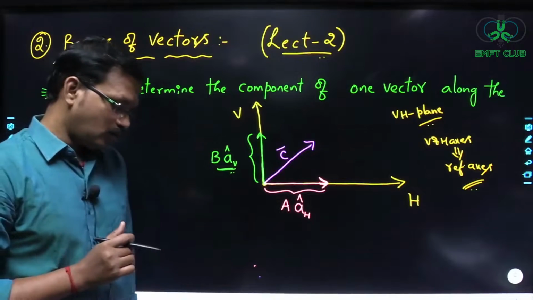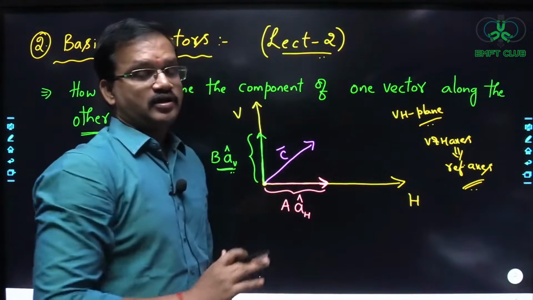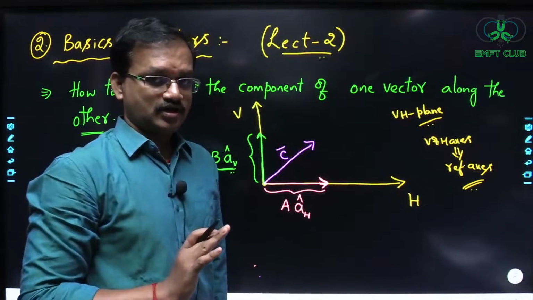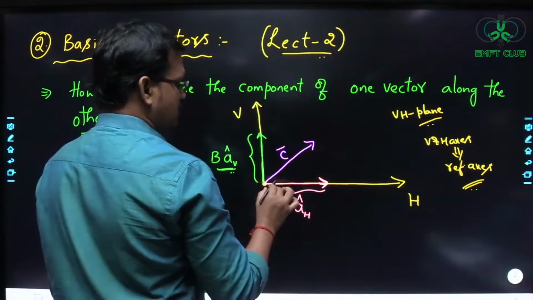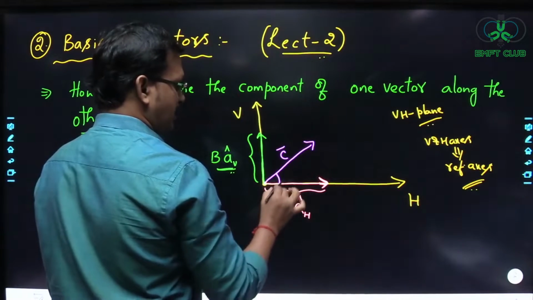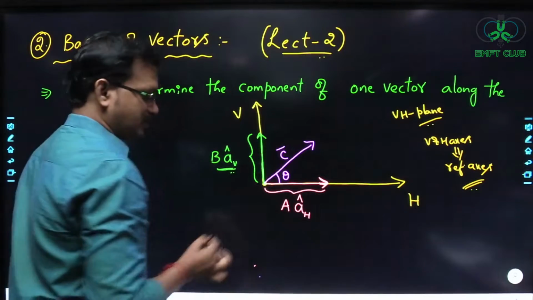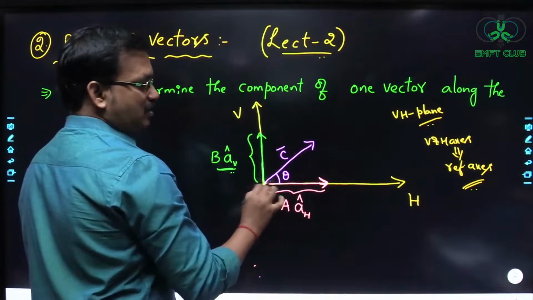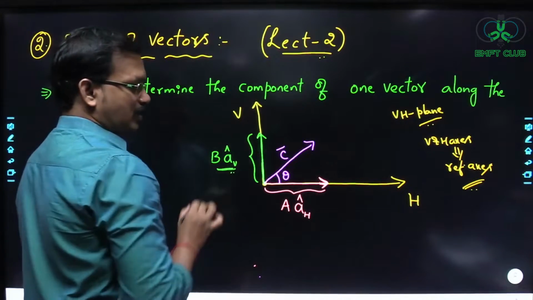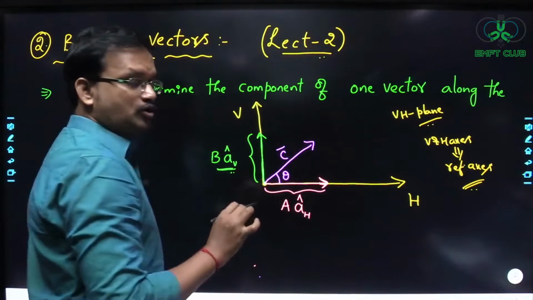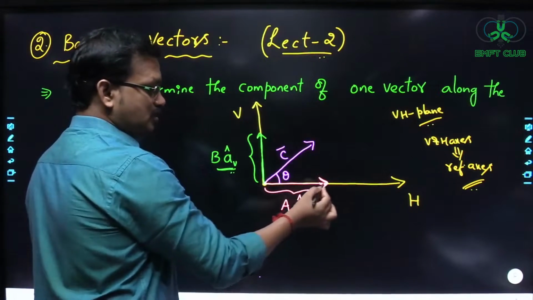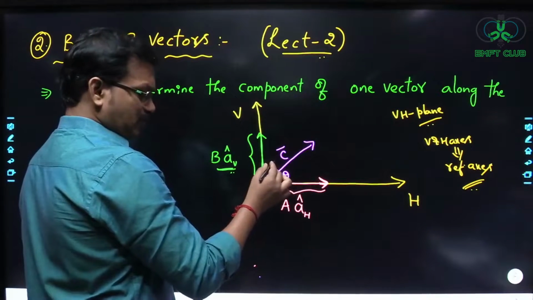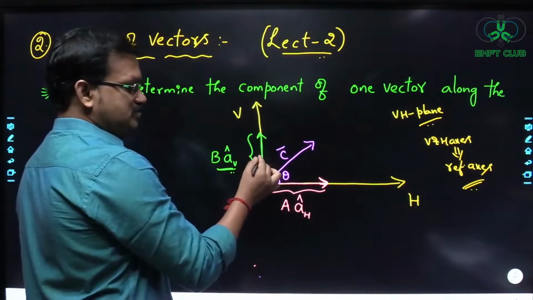Just now I have told that whatever vector is present in this plane, we can represent in terms of the reference axis. Understood? So now let us assume this angle here as theta. Now if you observe, this C bar is neither along the horizontal axis nor along the vertical axis, so you can resolve this C bar into two components. One is along the horizontal axis, and another one is along the vertical axis.